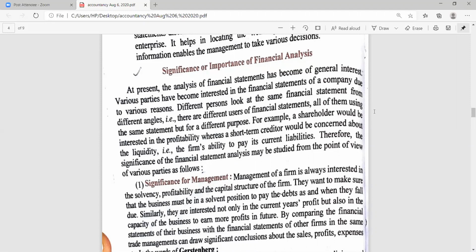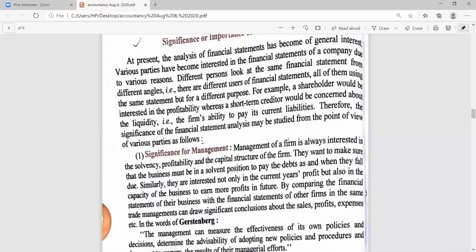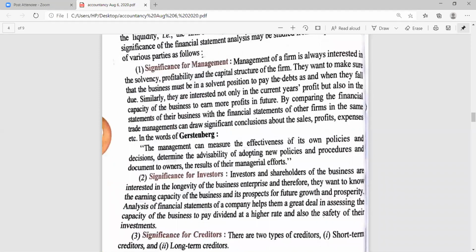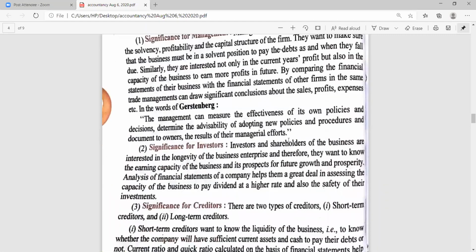Therefore, the significance of financial statement analysis may be studied from the point of view of the various parties. Let's study the significance from the point of view of various parties. Let's start with the management. Now see what is the significance of financial statement analysis for management.